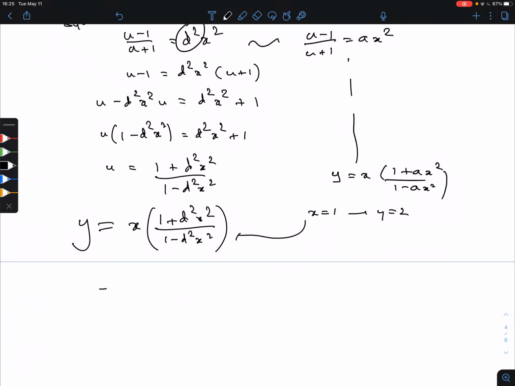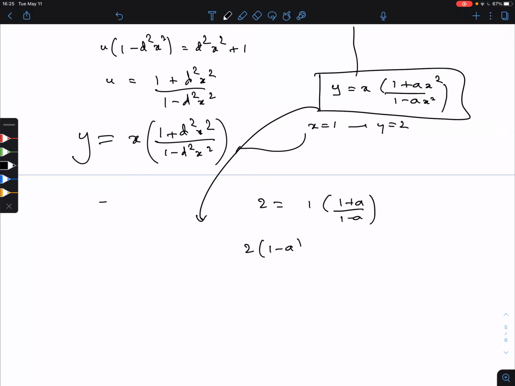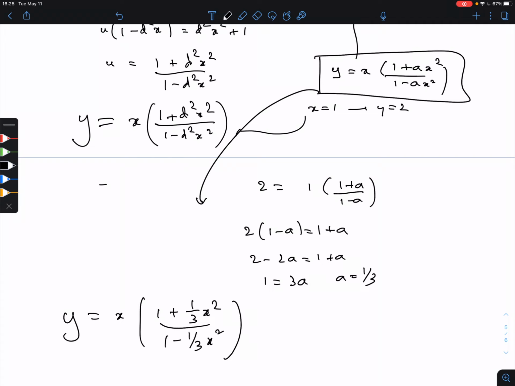I hope that you see that this is what you get if you replace d squared by a. Well, let's just plug it in. So let's work now with this one here. We see that 2 is equal to 1 times 1 plus a over 1 minus a. So 2 times 1 minus a is 1 plus a. So 2 minus 2a is 1 plus a. That means 1 is equal to 3a, so a is 1/3. So our solution is y equals x times 1 plus 1/3 x squared over 1 minus 1/3 x squared. And that's our solution. Now, you know that you can actually always check your answer.